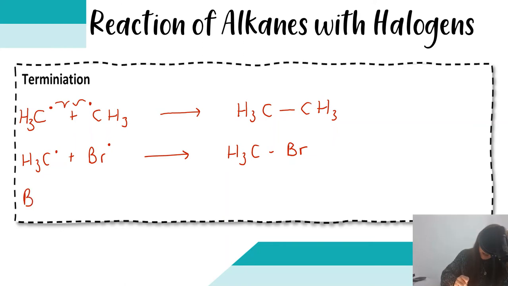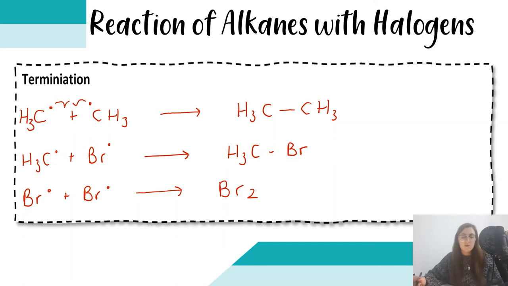And if we had two bromine radicals reacting together, that would form a stable molecule of bromine. So again, there are always three possible termination reactions: two of the same radicals reacting together, and one of each radical reacting together, to form three different stable molecules.